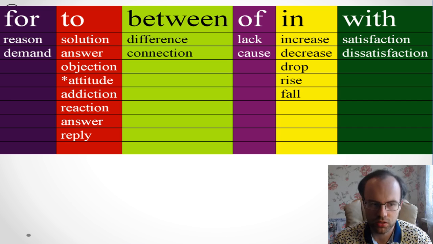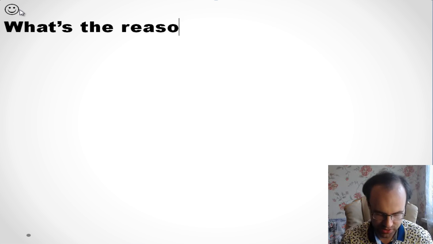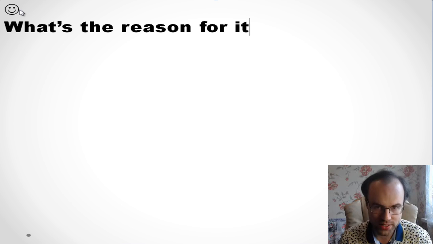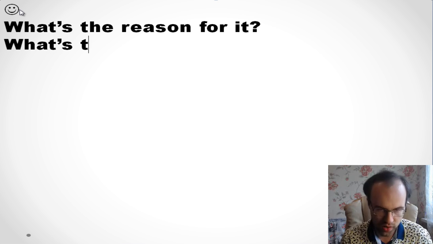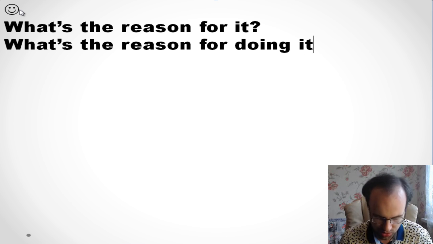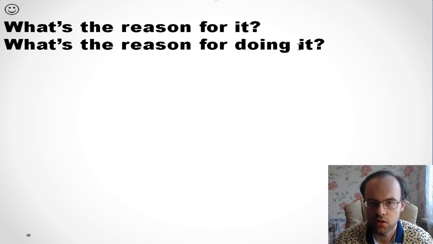Just let me give an example. What's the reason for it? Let me type it for you, okay? So we say reason for. What's the reason for it? So why does it happen? Why did it happen? If there is a verb after reason, you need to use ing. Look, what's the reason for doing it? So we say reason for doing something.